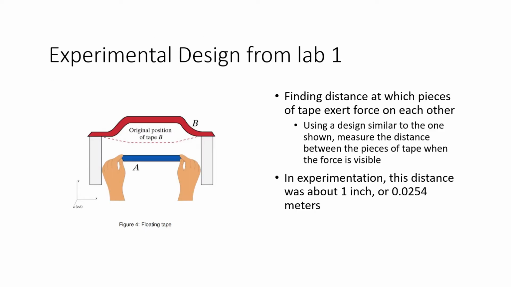So here you can see a diagram of how we found the electric force. We found the distance between the two pieces of tape when the top tape was in static equilibrium. And in this experiment, the distance was about 1 inch, or 0.0254 meters, which is the same distance we will use in our computational model for Lab 2.